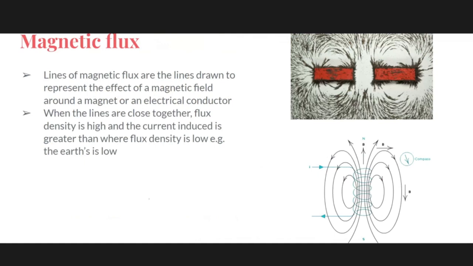Then there's this idea of magnetic flux. The lines of magnetic flux can be seen in this picture, and they represent the effect that a field has around a magnet. When the lines are drawn closer together, the flux density is higher, and flux density is essentially the strength of the magnetism, and therefore a current is induced. The current that is induced is greater when the flux density is high than when the flux density is low. For example, the Earth's flux density is low, and that's why we don't create currents everywhere with wires.